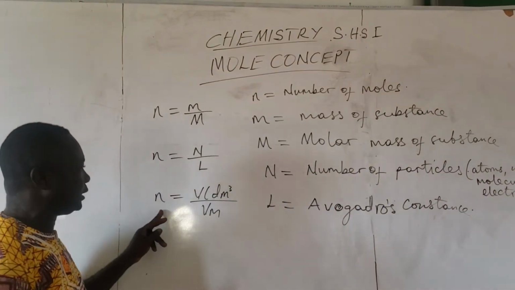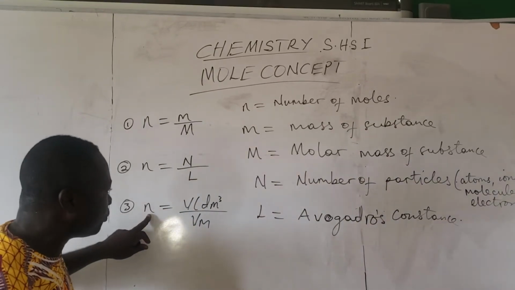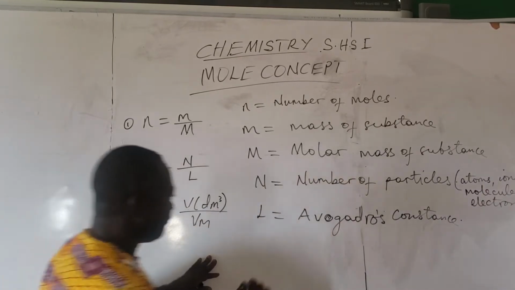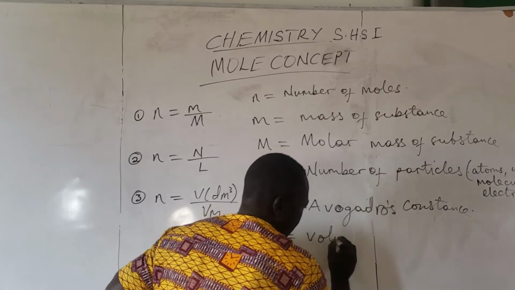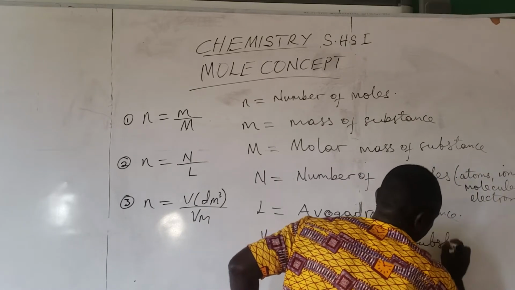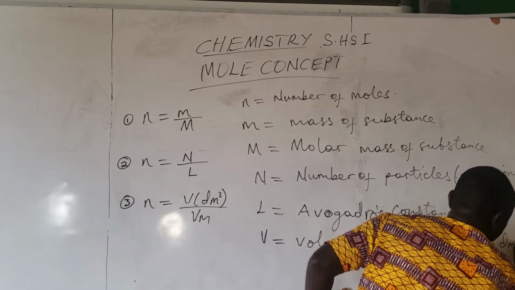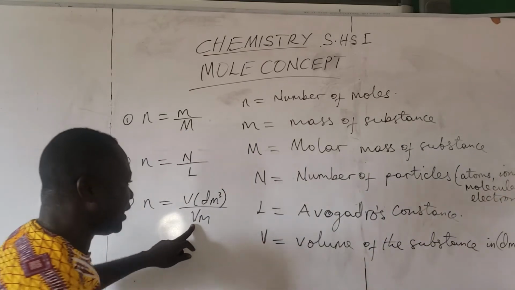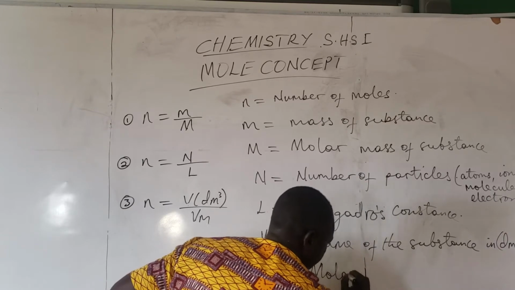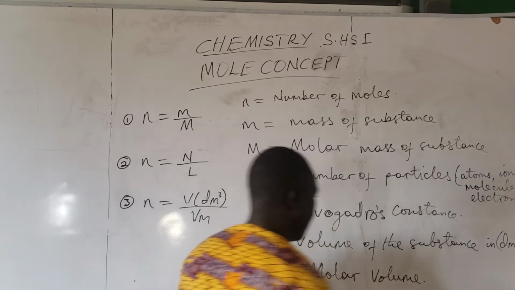Then when you come to the third equation, that's the first equation, second one, third one. The third equation, we have number of moles equal to V in decimeter cube over Vm. The V here is the volume of the substance that you are dealing with, in decimeter cube. And then the last one, the Vm here, is the molar volume, which is also a constant.